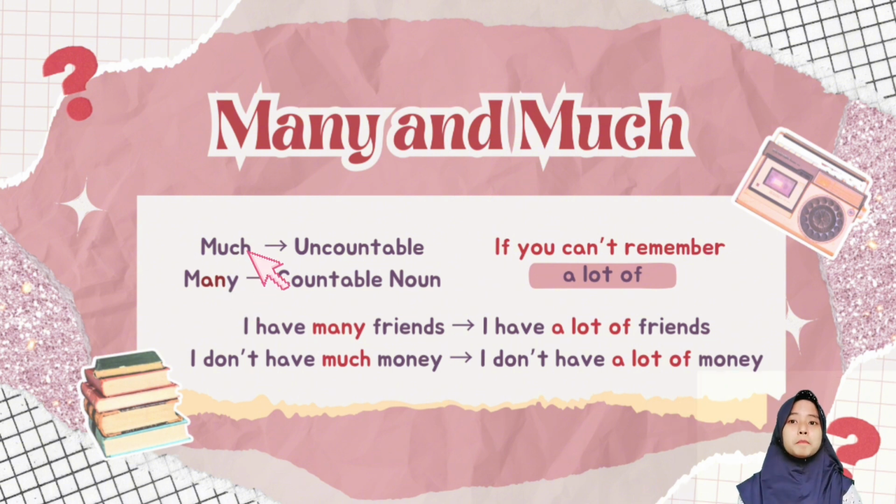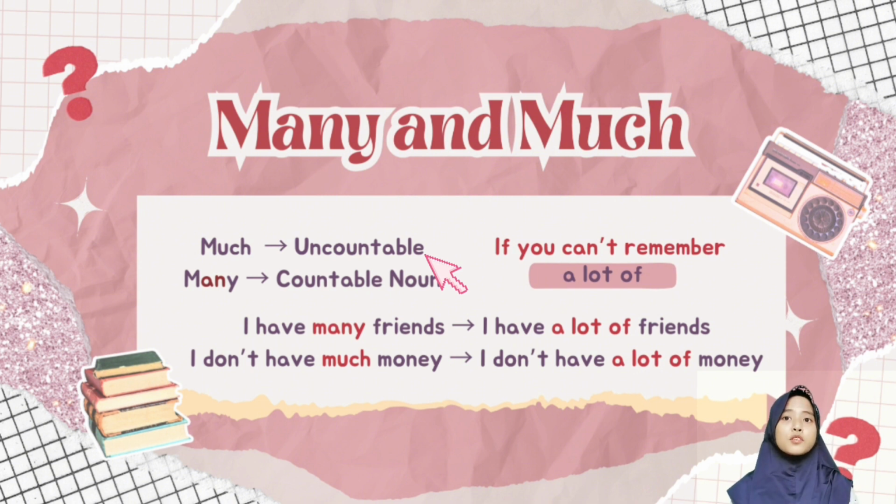Okay, next, much is used for uncountable noun. So, much means the same thing, okay? It means a lot. And we use much for uncountable noun. So, for example, money. I told you before money is uncountable noun. So, we can say, I don't have much money. I don't have much furniture. I don't have much coffee. Okay? Much is used with uncountable noun.